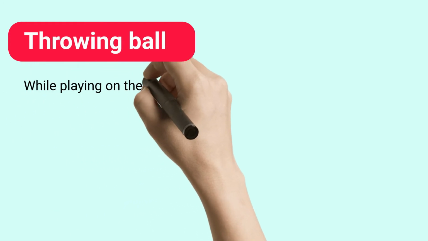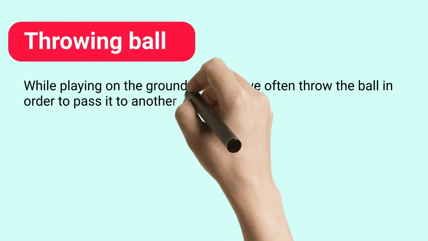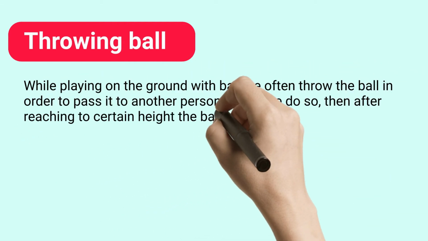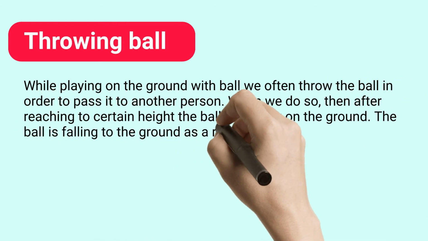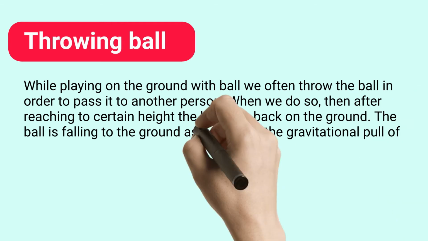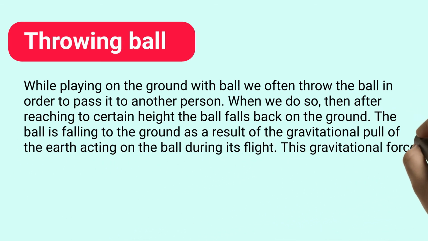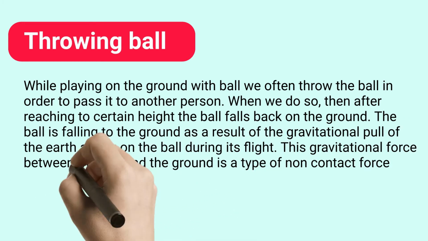Throwing ball. While playing on the ground with a ball, we often throw the ball in order to pass it to another person. When we do so, then after reaching a certain height the ball falls back on the ground. The ball is falling to the ground as a result of the gravitational pull of the earth acting on the ball during its flight. This gravitational force between the ball and the ground is a type of non-contact force which pulls the ball in a downward direction.